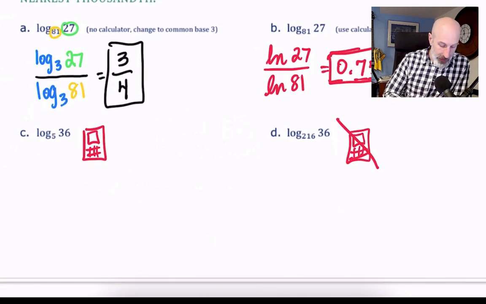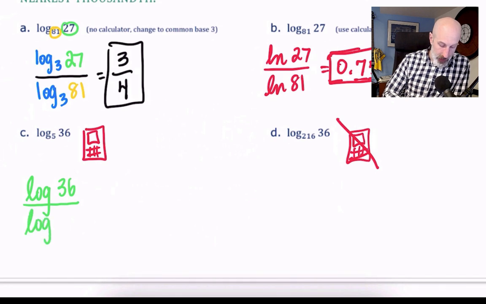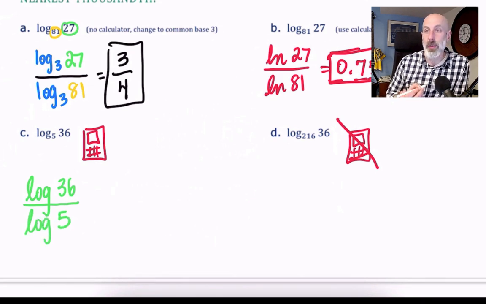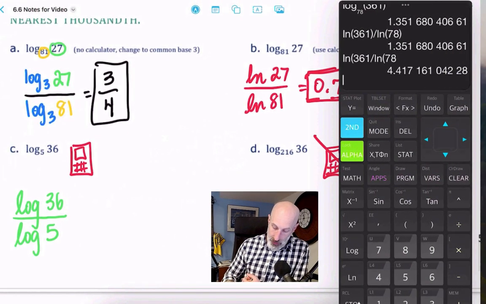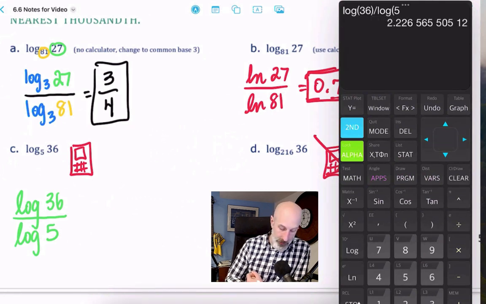In example C, I like the natural log, but for your guys' sake, I will also show you that the common log works. Original argument goes in the numerator. Common log on the bottom as well. Original base goes in the denominator. And we'll have to calculate it. So the common log of 36 divided by the common log of 5. It's approximately 2.2266.